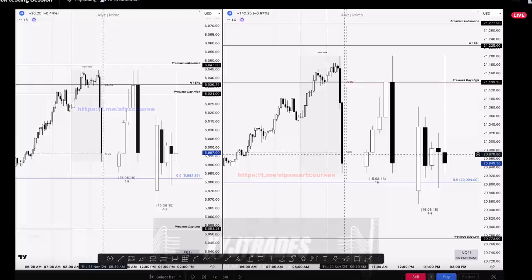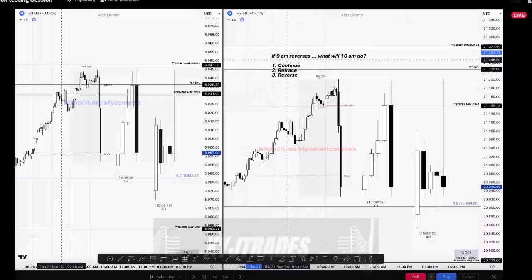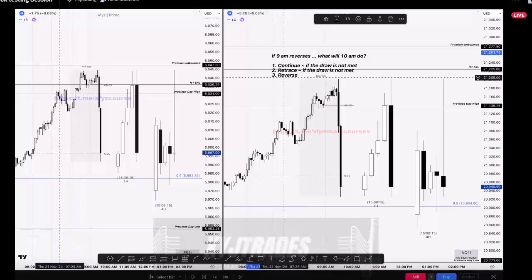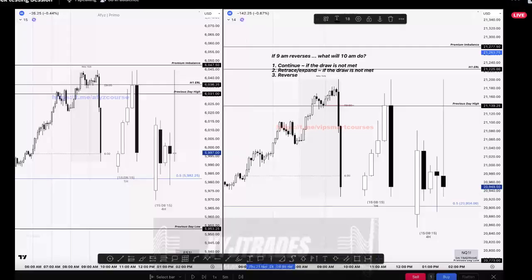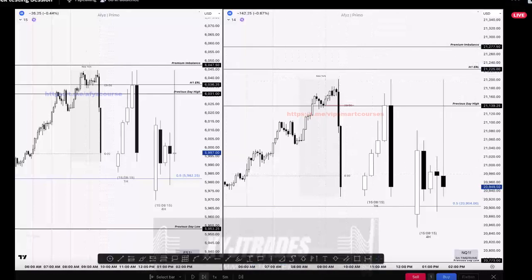So now I'm thinking, okay, so 9 a.m. reversed. Remember, if 9 a.m. reverses, what will 10 a.m. do? 10 a.m. can only do one thing: continue, retrace, reverse. When is it going to continue? If the draw is not met, retrace, right? If the draw is not met, this is like retrace into expand, a reverse, if the draw is met. So it's a pretty simple algorithm, once again, of what 10 a.m. will do. So I'll wait for 10 and see what happens by 10 a.m.